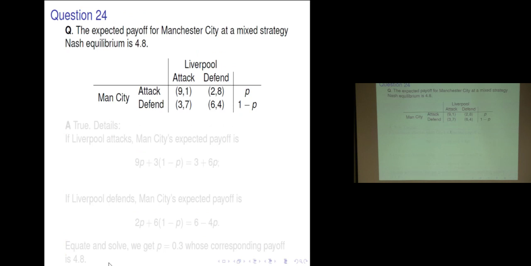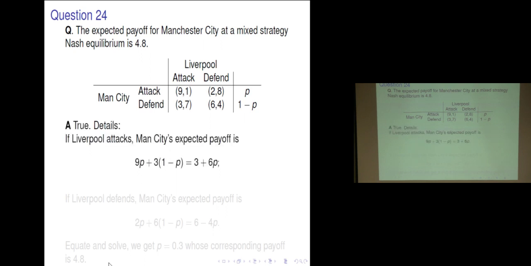Okay, then the next question is: the expected payoff for Man City at a mixed strategy Nash equilibrium is 4.8. So now we shift the point of view from Liverpool to Man City, right? We are going to do more or less the same calculation and find out what probability P Man City should use at the equilibrium, and then calculate the payoff. Okay, so we use the same approach.